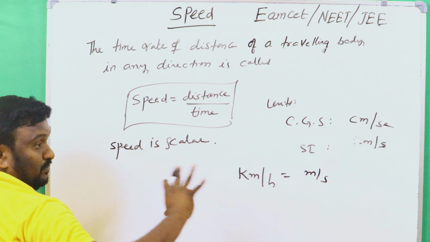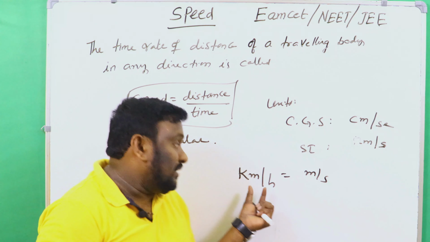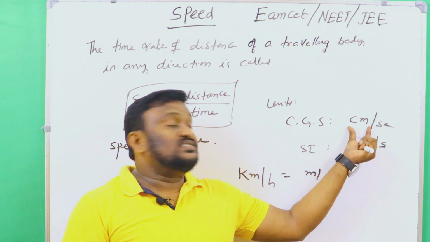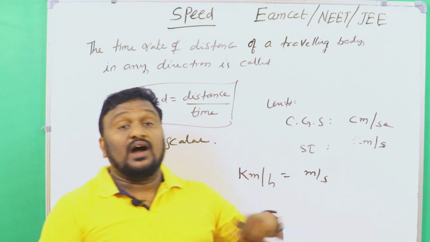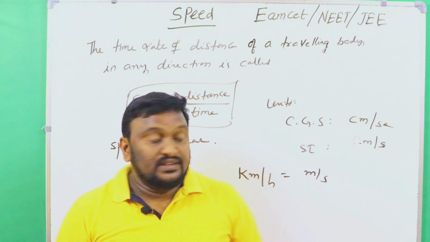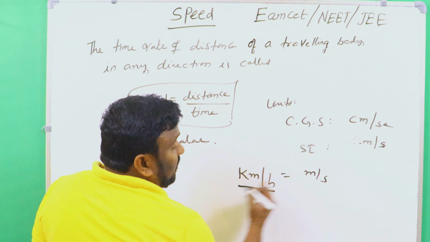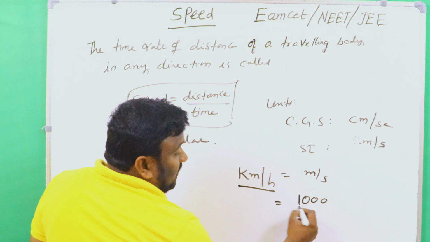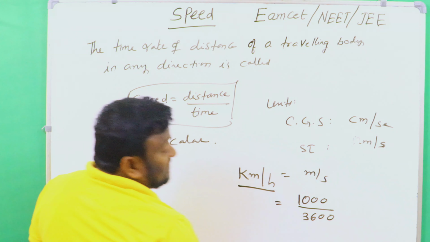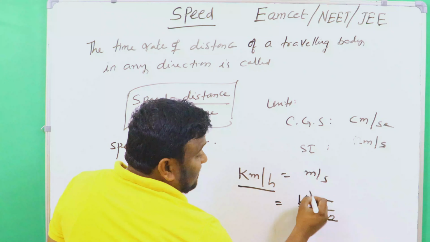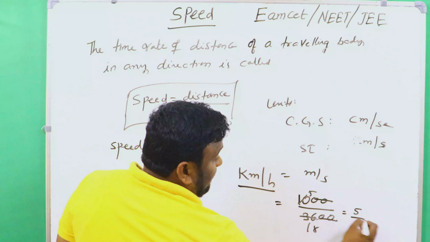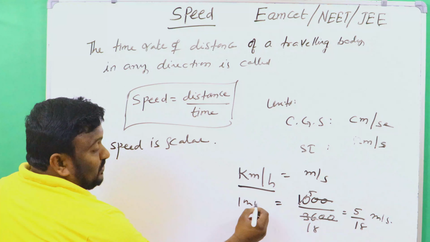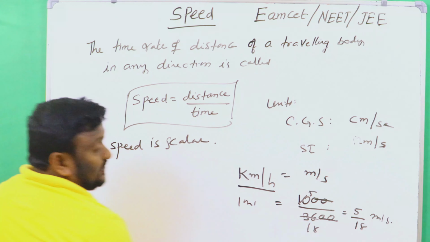In numerical problems, the values are sometimes given in kilometer per hour. Then you have to change them into meter per second. Again, if the values are given in centimeter per second in CGS, then you have to convert from CGS to SI. So here kilometer per hour, how can we convert into meter per second? For kilometer, how many meters? 1000 meters. And for hour, how many seconds? 3600 seconds. So here 2 5s are 10, 2 18s are 36, so 1 kilometer per hour is equal to 5 by 18 meter per second.